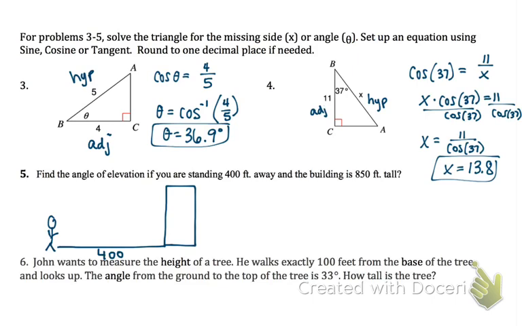And it says that my building is 850 feet tall, so I'm going to label that as 850. I want to find the angle of elevation. So the angle of elevation from me would be this angle right here. And here's our right angle. The two sides that I know are my opposite and my adjacent. So I'm going to be using tangent. We've got tangent of theta equals opposite over adjacent.